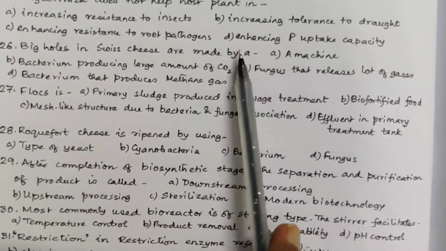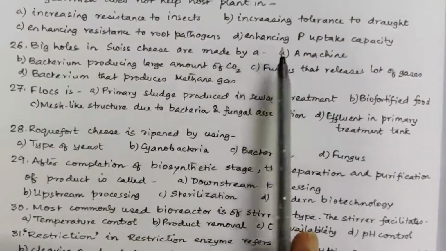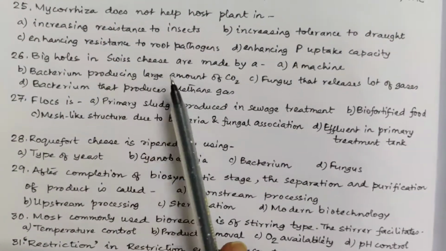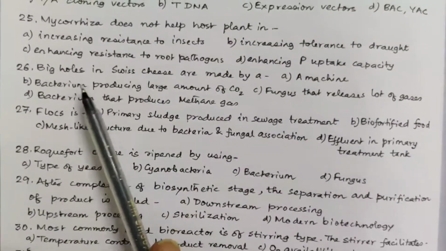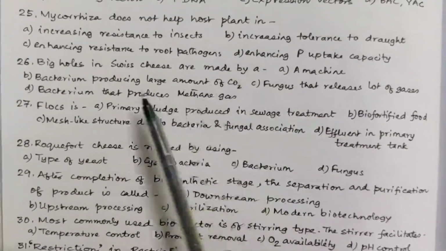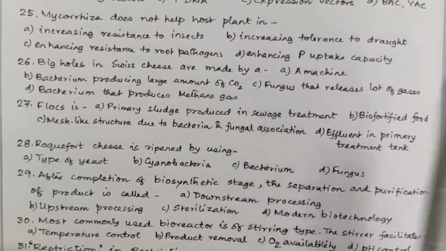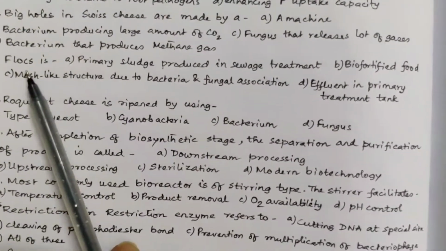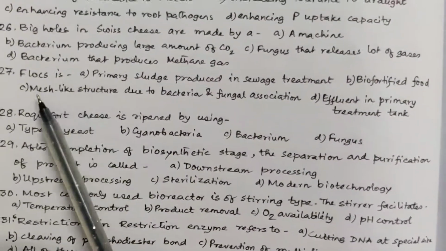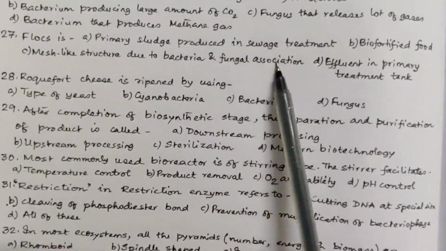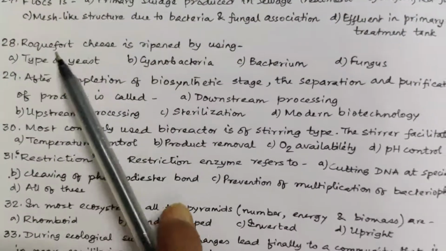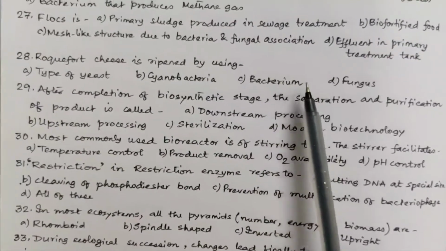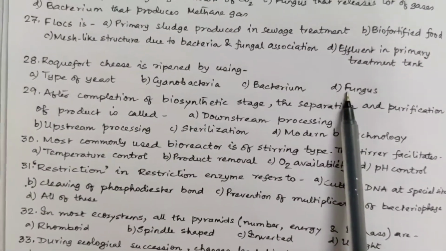Big holes in Swiss cheese are made by, is it a machine? No. It is a bacterium producing large amount of carbon dioxide. Flocks. Flocks means a mesh-like structure due to bacteria and fungal association. Roquefort cheese is ripened by using fungus.